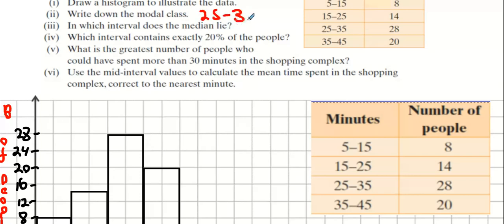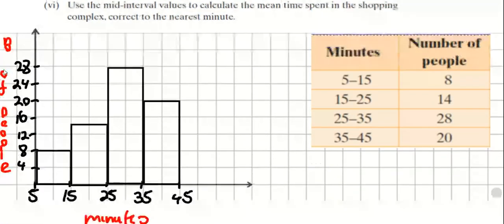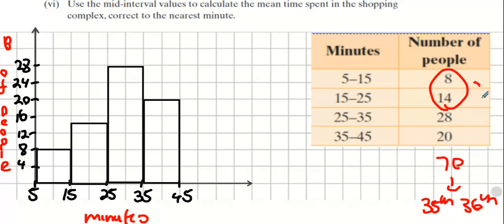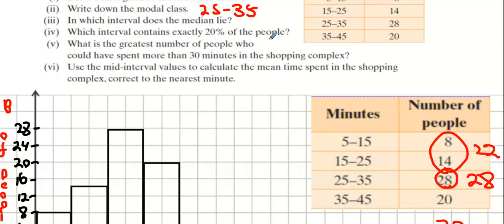Okay. How many people do we have in total here? Yeah, I think you're right with that. 70. Who's the middle of 70? 36. Now, where are 35 and 36 located? Well, the first 22 are in here, and then the next 28 are in here. So that must mean 35 and 36 are in between 25 and 35.